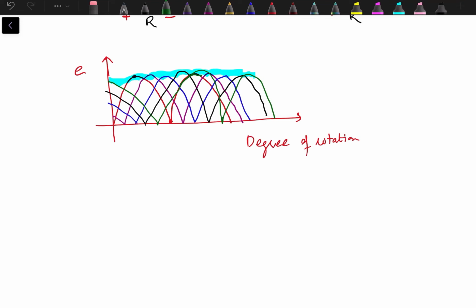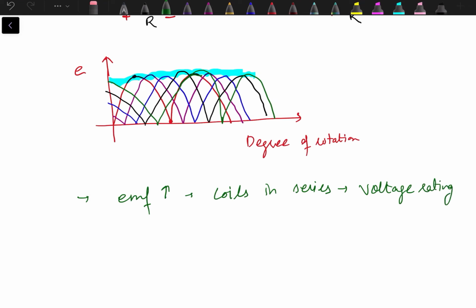Now in order to increase the EMF, or we can say to increase the voltage rating, we connect the coils in series. For increasing the current rating, the coils are connected in parallel.